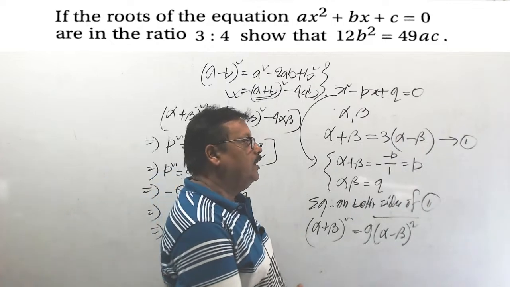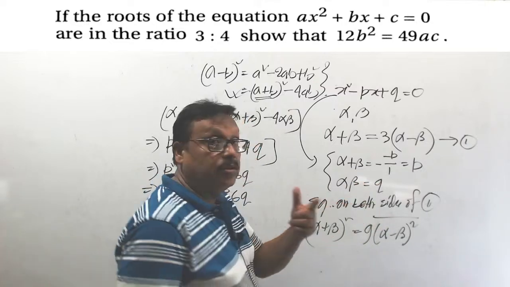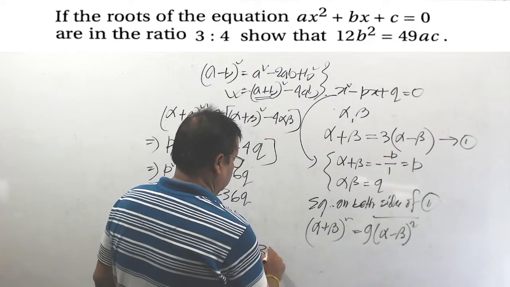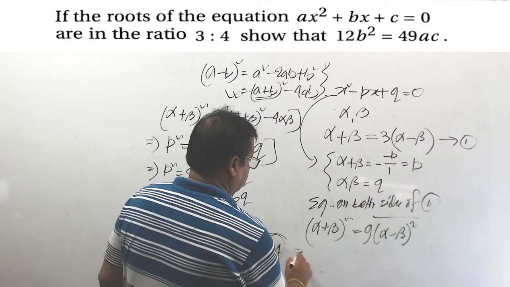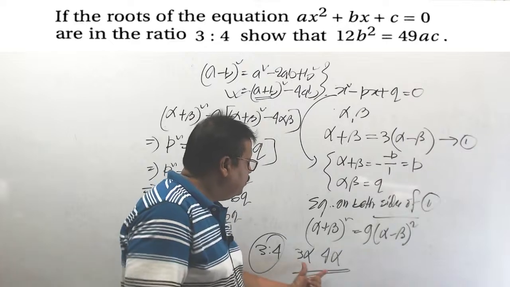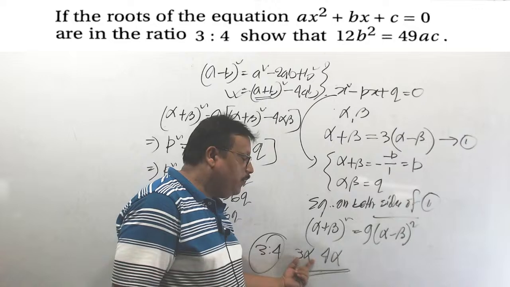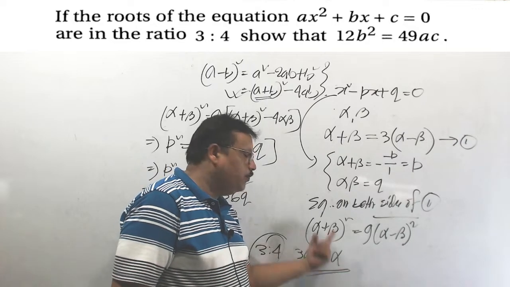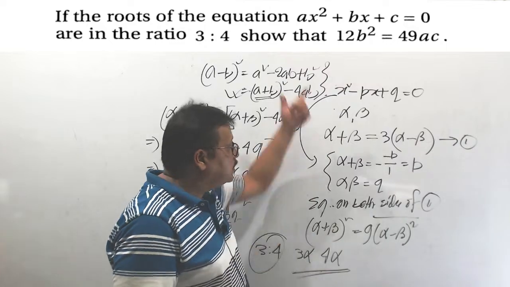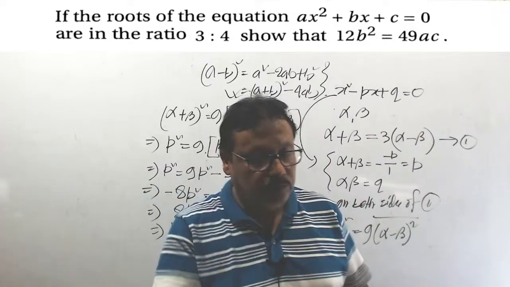Okay, so what will the roots be? It is given that the roots are in the ratio 3:4. Since the roots are in the ratio 3:4, you will assume the roots are 3 alpha and 4 alpha. Understood? Since the roots are given in the ratio 3:4, you will do the same procedure yourself. Otherwise I will do it. Don't worry.